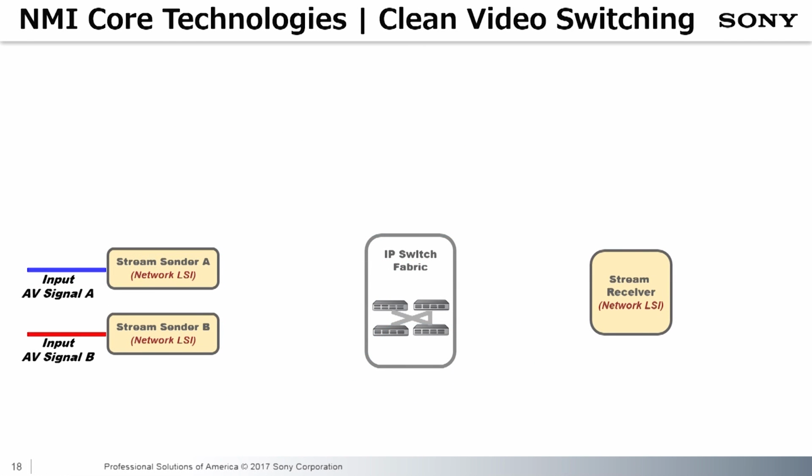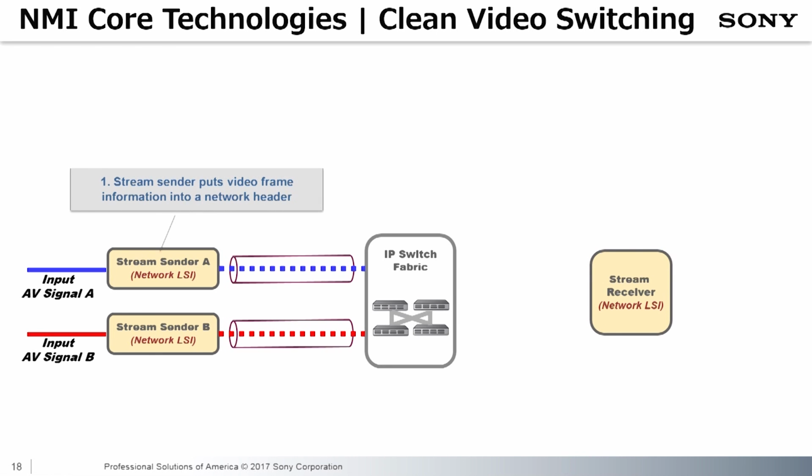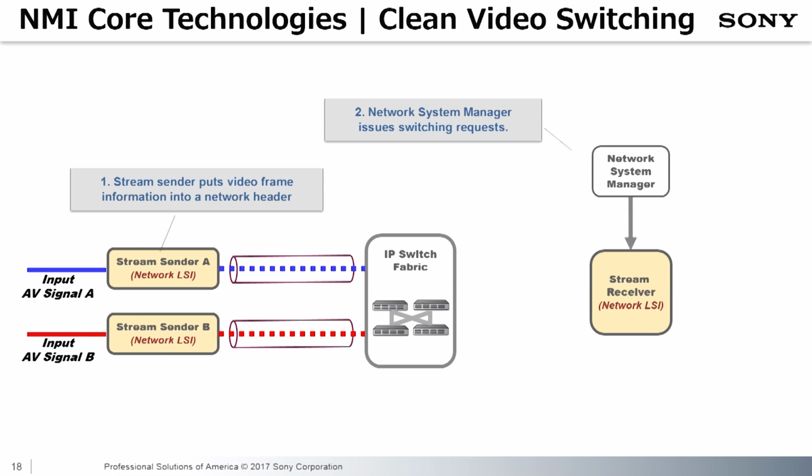Another technology that we've implemented is called clean video switching. And in a traditional SDI environment, this is effectively make before break. So if you look at the case here where you have two input signals, input signal A and input signal B, and you have your network switch fabric and your receiver device. Both of those signals are being fed into the fabric, and your receiver device is communicating with the network system manager and says that it wants to switch from input signal A to input signal B.